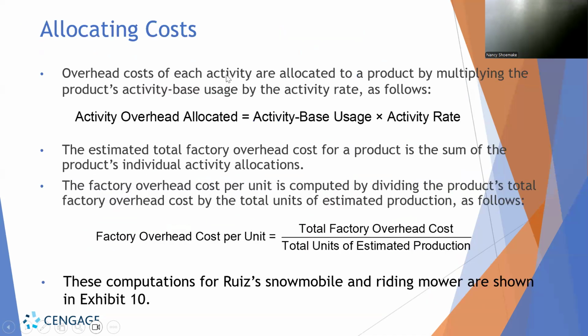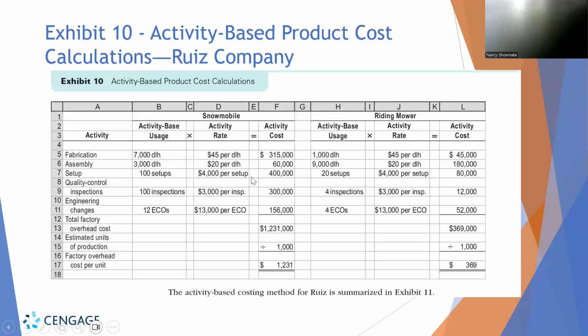The overhead cost of each activity gets allocated to a product by multiplying the activity-based usage times the activity rate. When we were doing the factory overhead, we'd take our factory overhead cost divided by our estimated units of production. So here you see, based on the activity rate method, look at the costs here now, guys, that we're assigning to snowmobiles. $1,231 a snowmobile overhead rate.